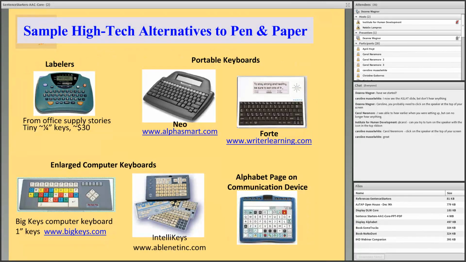Also, don't forget that as we're using the alphabet, we may use some kind of a labeler, we may use some kind of an alternate keyboard, and most of the communication devices that have complete language also have access to a page that has the alphabet on it.